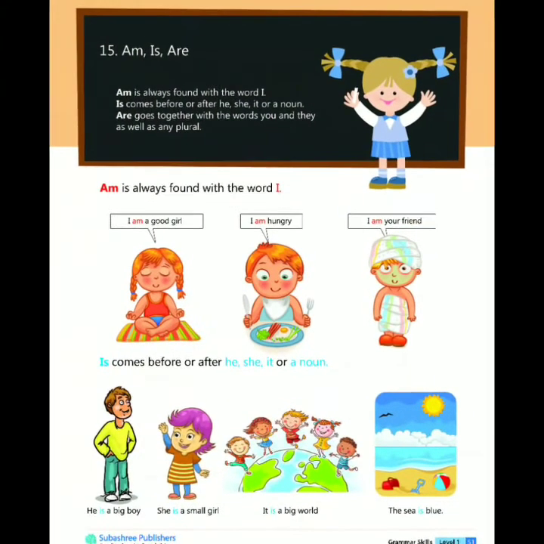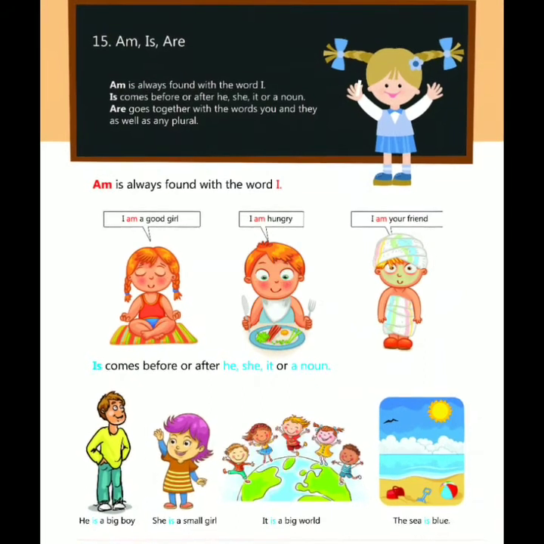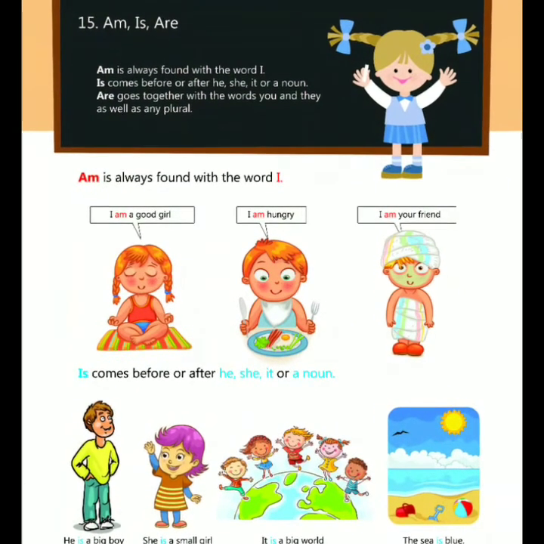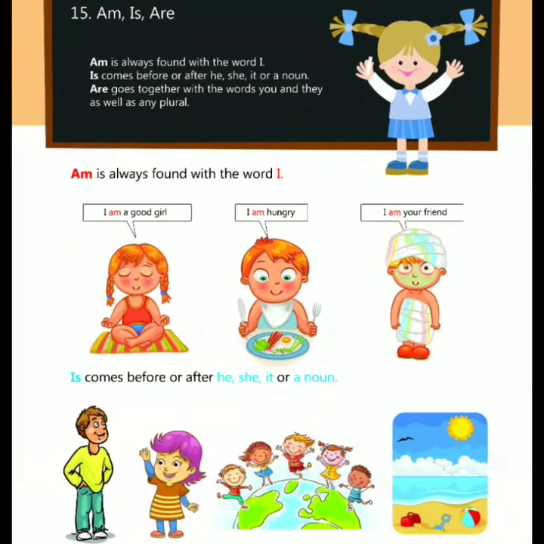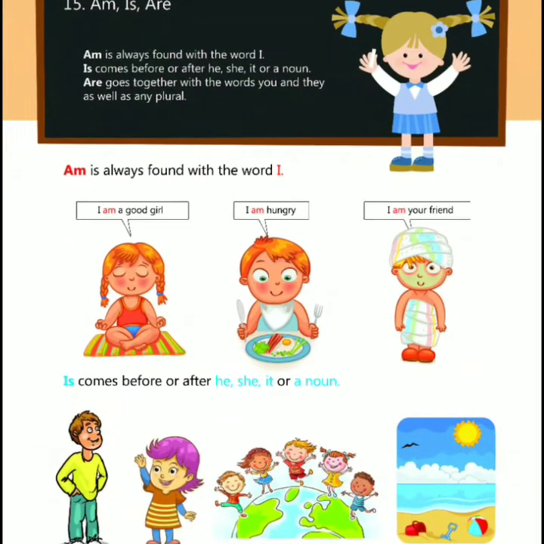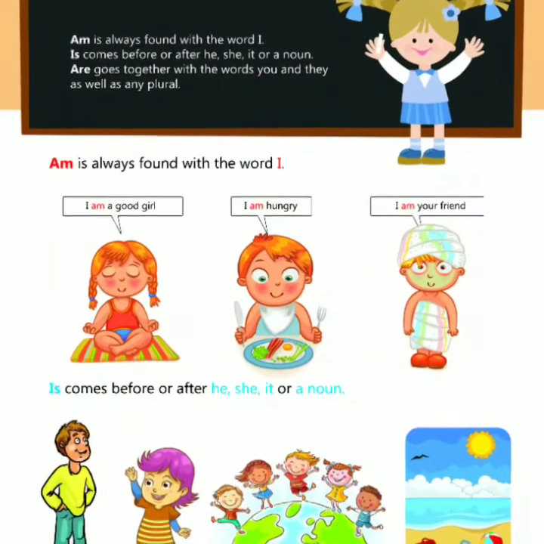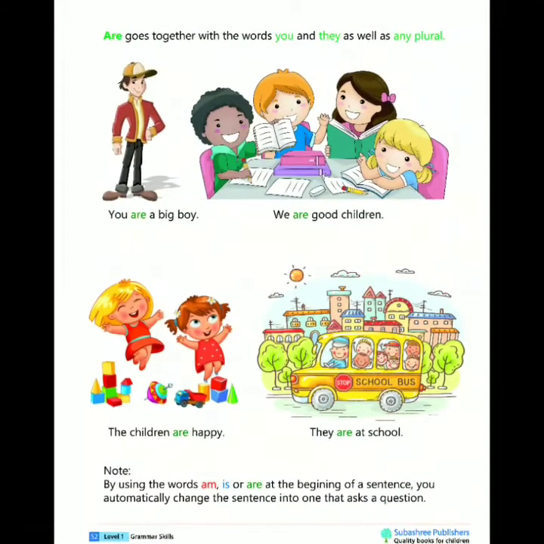Let's see when to use am, is, and are. Am is always found with the word I. Is comes before or after he, she, it, or a noun. Are goes together with the words you and they, as well as any plural.